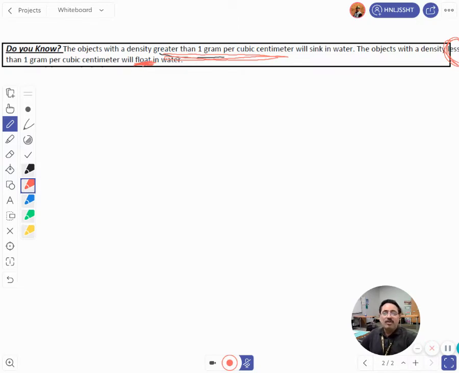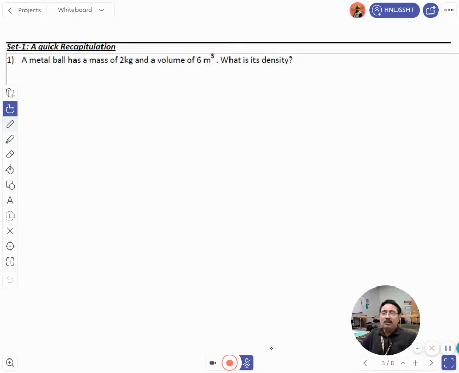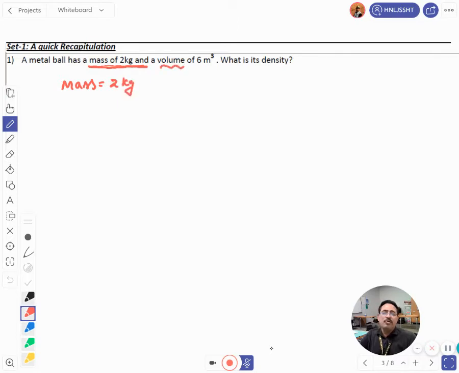So let's recap what we discussed in the previous session. You learned some questions of the same kind. A metal ball has a mass of 2 kilograms. First of all, identify what is the given information. I see that here the mass is 2 kilograms. Therefore, you may list that mass is 2 kilograms and volume is 6 cubic meters.